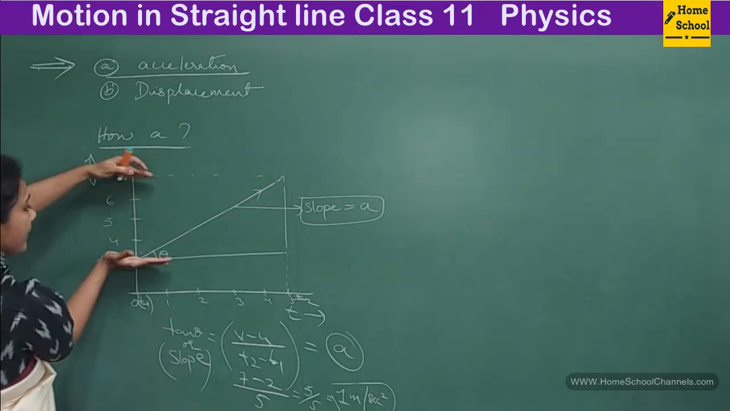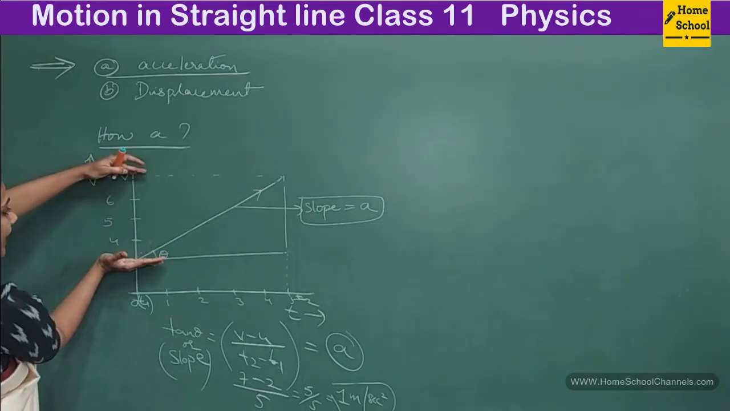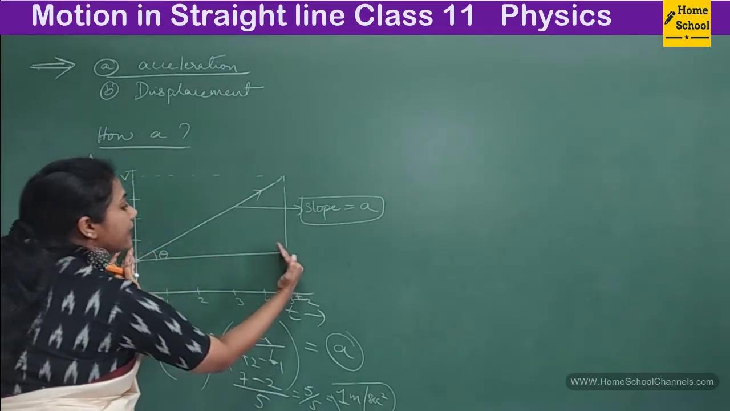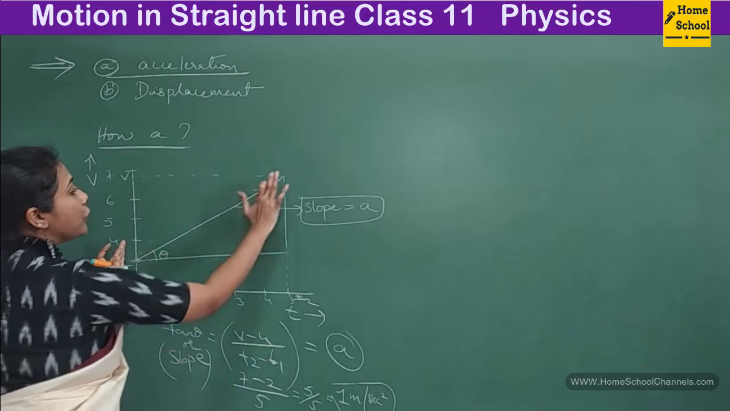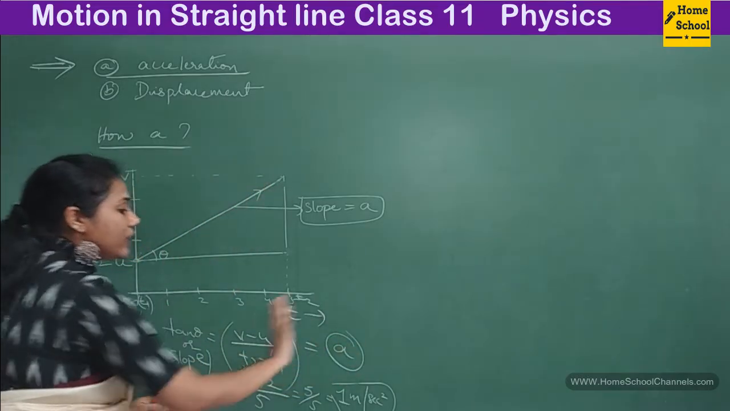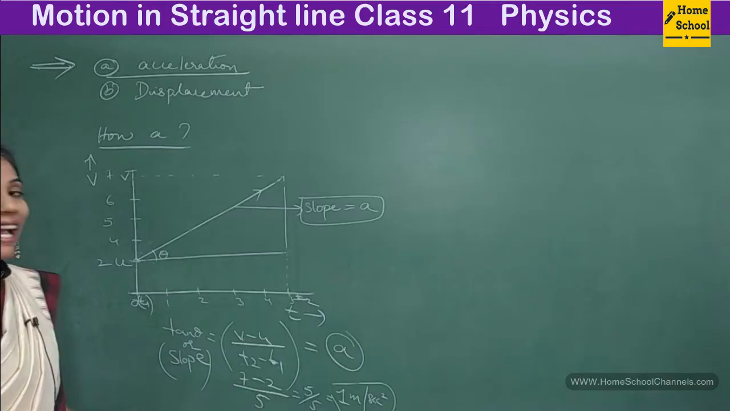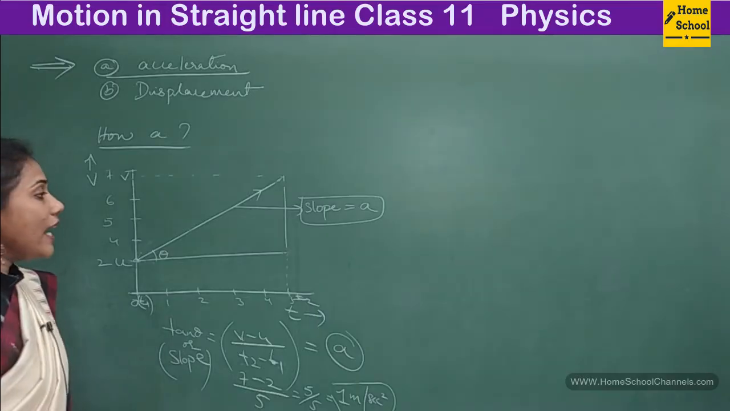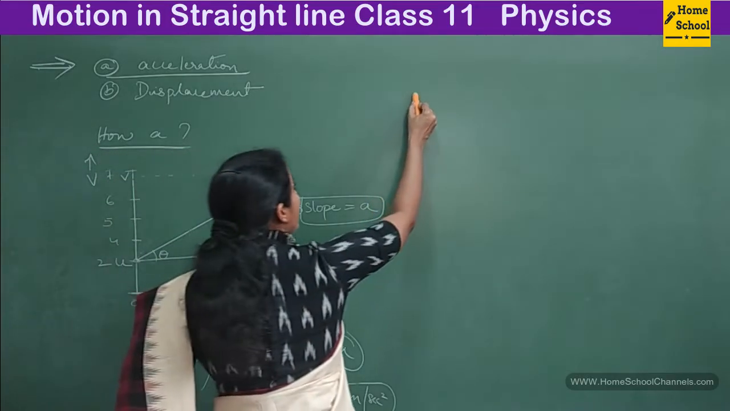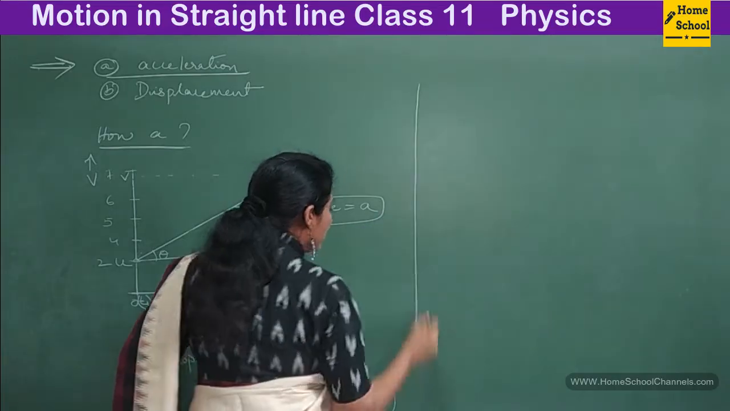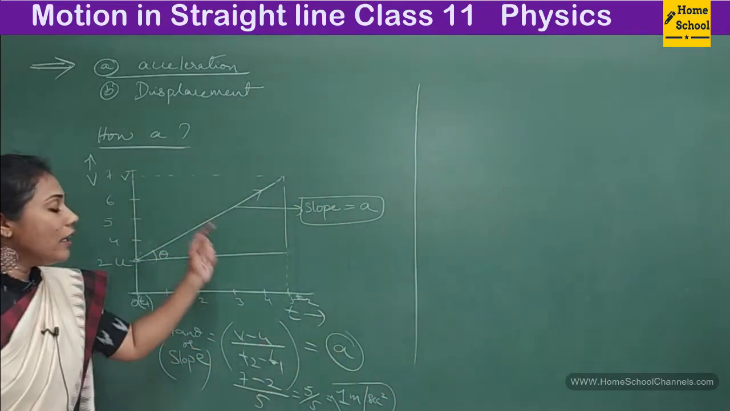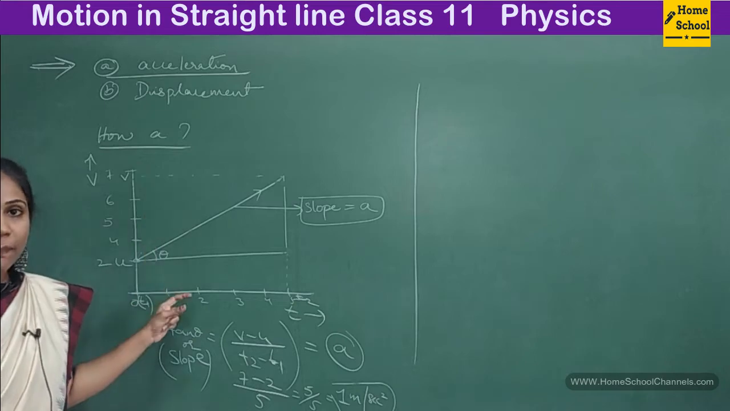This length divided by this difference between the 2 points will give you the acceleration value. Okay, so this is the way of calculating acceleration, right? So now let us look at one question on how to figure out the acceleration from a graph.